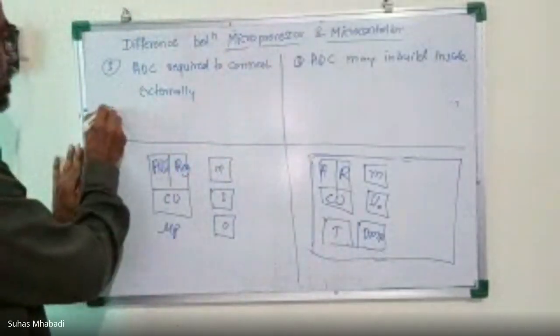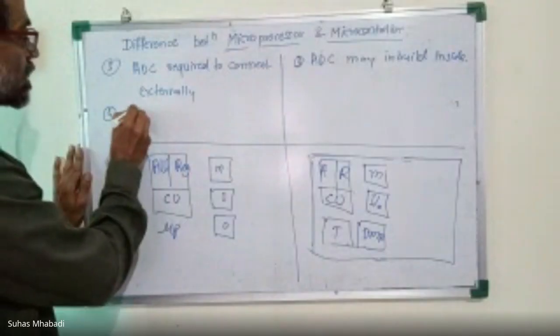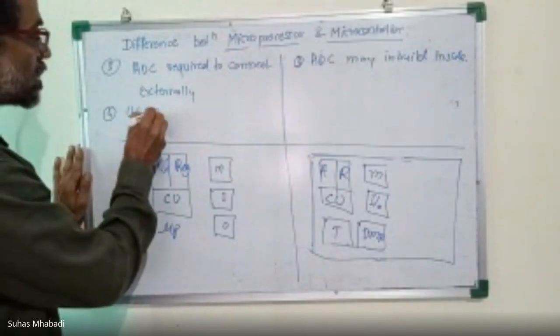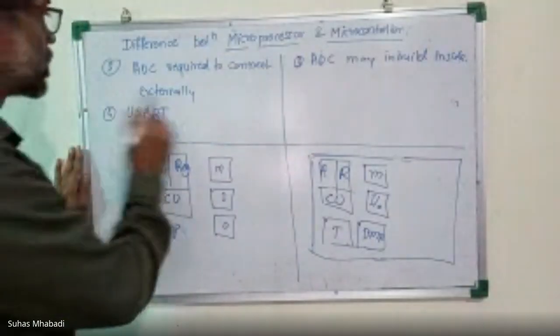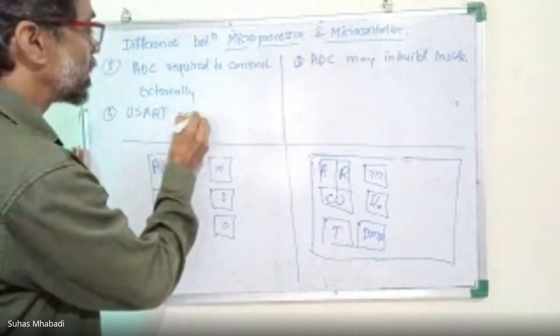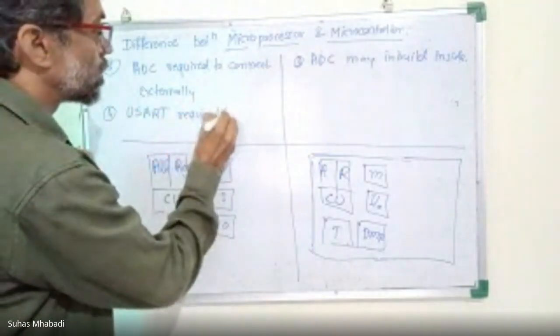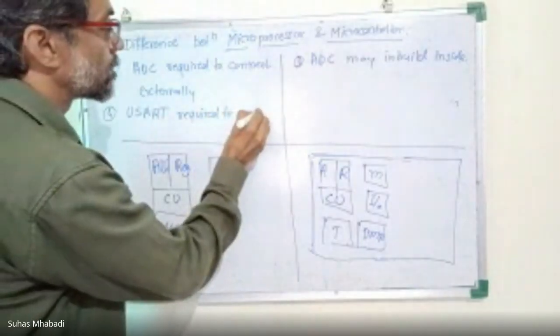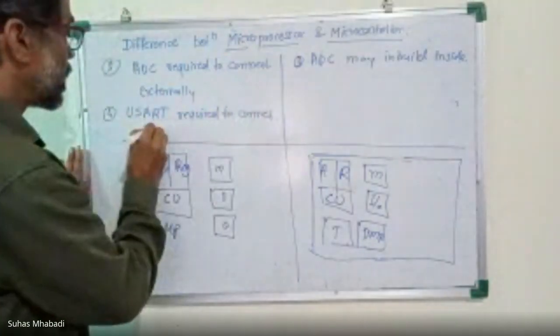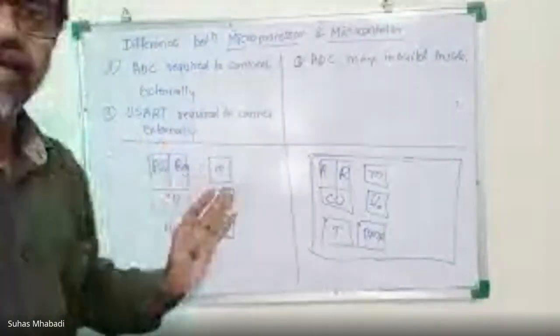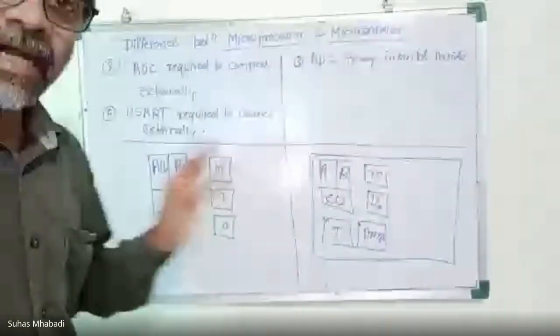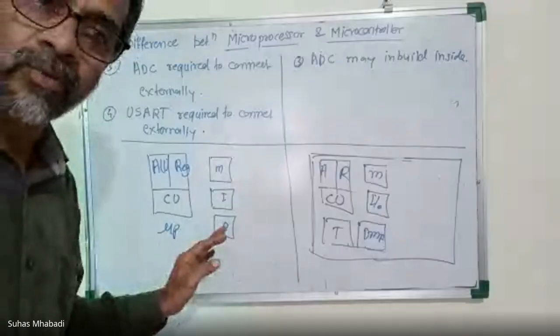So point number 4 is Universal Synchronous Asynchronous Receiver Transmitter required to connect externally. And this is definite. Why? That feature is not incorporated in the microprocessor.